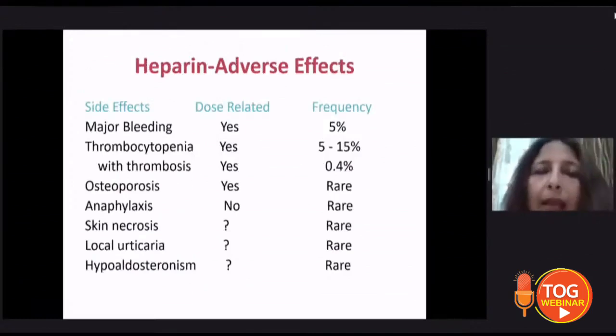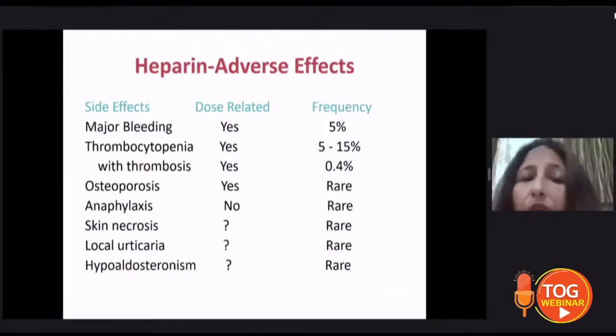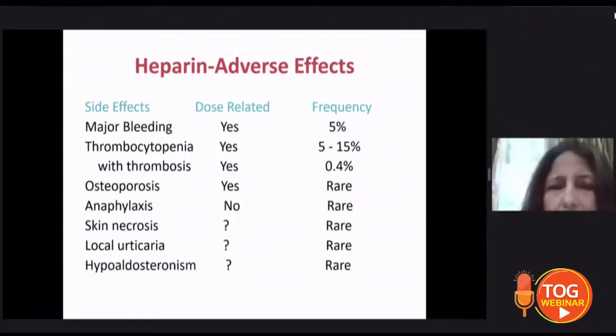Now, what are the adverse effects of heparin? If you see the side effects, these are dose related. If there's major bleeding, it is definitely dose related. Thrombocytopenia is also dose related. Thrombosis also dose related. Osteoporosis and anaphylaxis are not dose related. Even with the starting dose, we might get an anaphylactic reaction. And there are a few rarer side effects, such as skin necrosis, urticaria, and hypoaldosteronism.